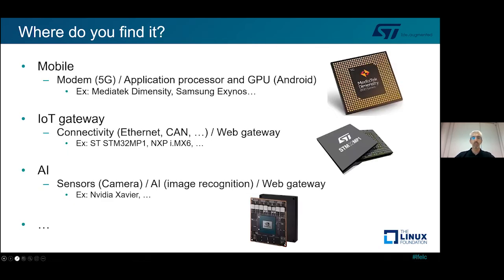Why discuss this multiprocessor design? Because you will find these different SoC architectures in a lot of objects and projects today. The most common are mobile projects, such as some SoCs given by Samsung or MediaTek. We have some IoT gateways now that embed a lot of connectivity-specific entities, like the STM32MP1 or some NXP i.MX series, or some artificial intelligence specific SoCs.